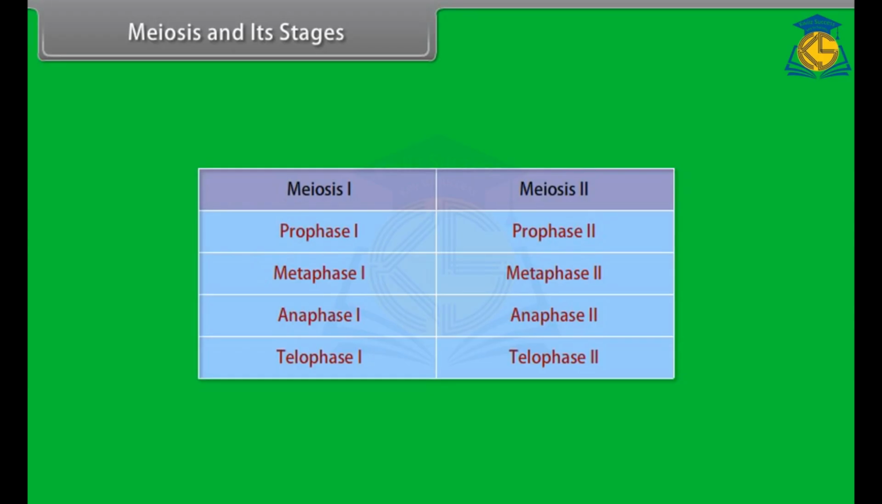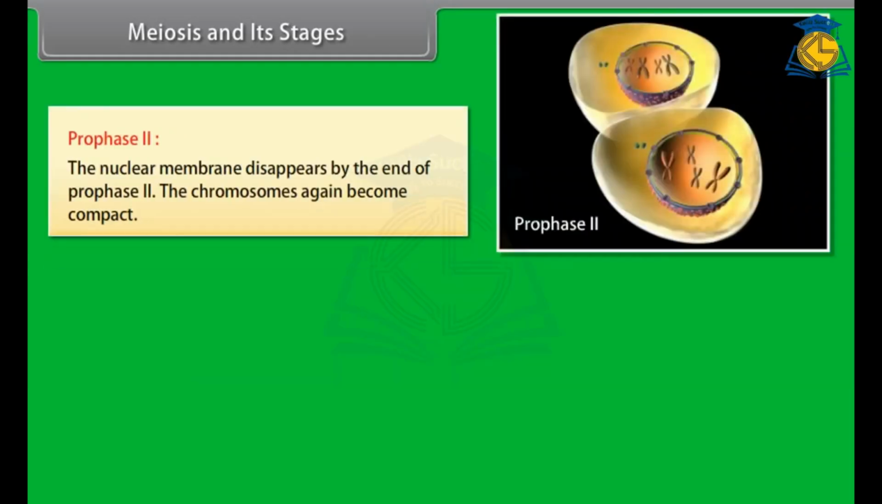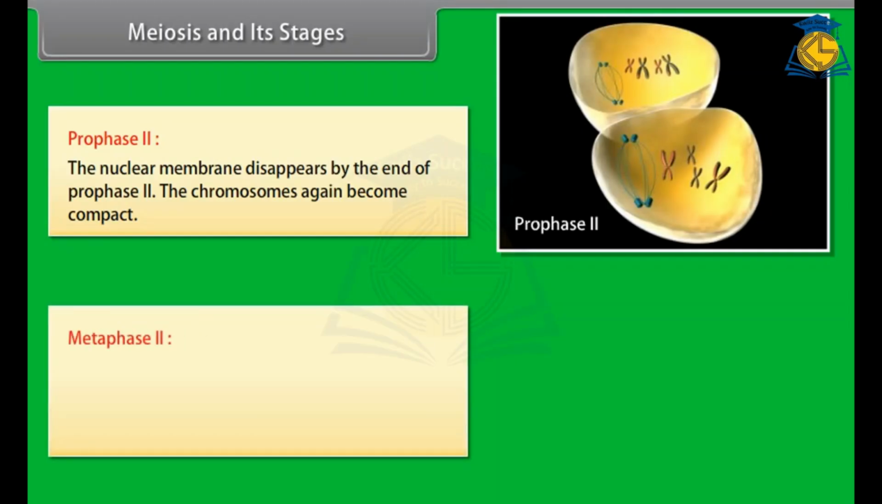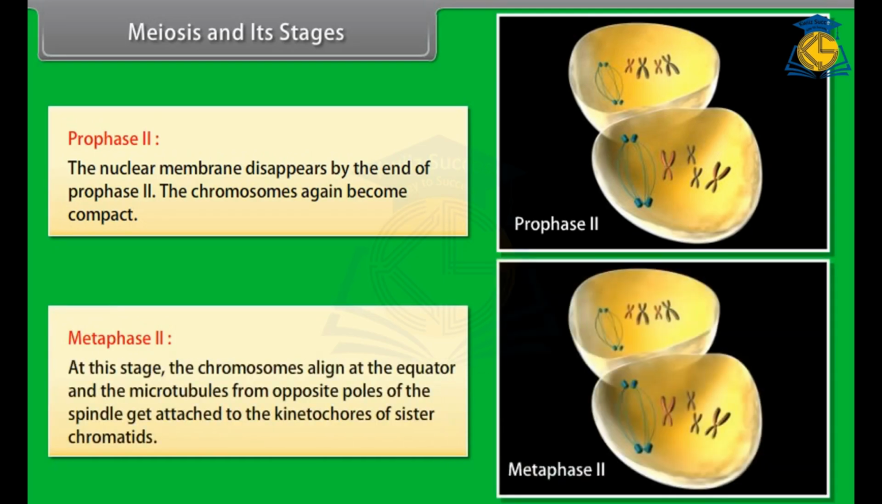In contrast to meiosis I, meiosis II resembles a normal mitosis. The nuclear membrane disappears by the end of prophase 2. The chromosomes again become compact. After prophase 2, metaphase 2 takes place. At this stage, the chromosomes align at the equator, and the microtubules from opposite poles of the spindle get attached to the kinetochores of sister chromatids.